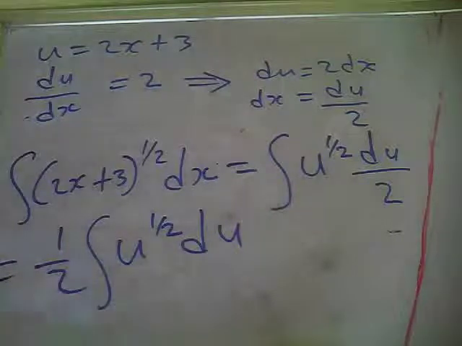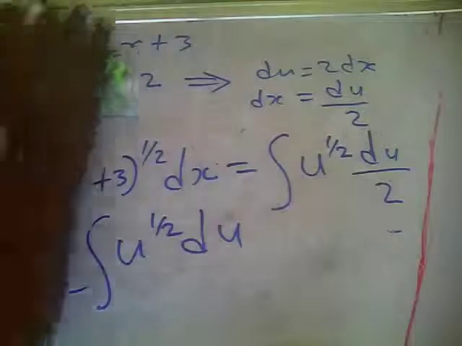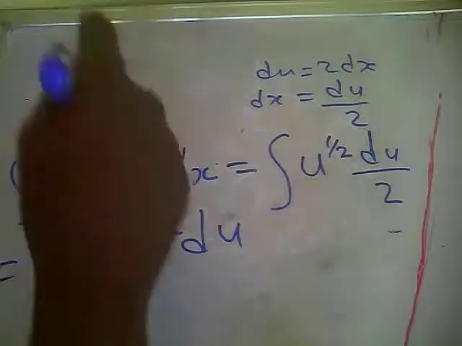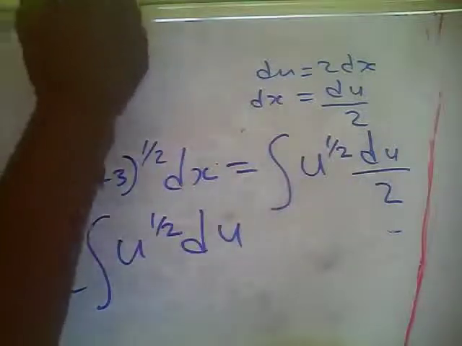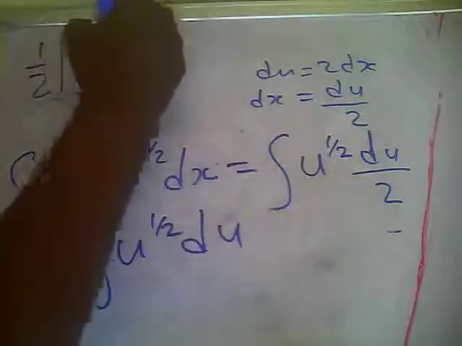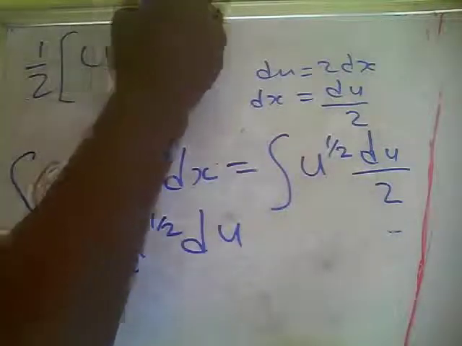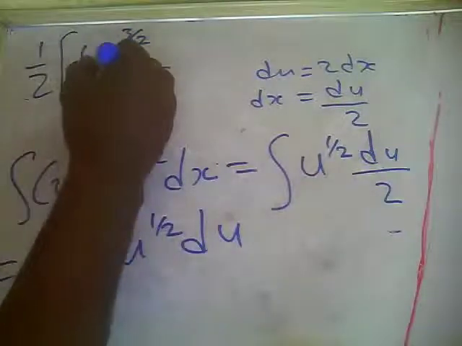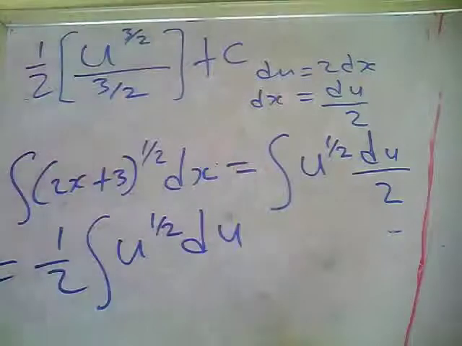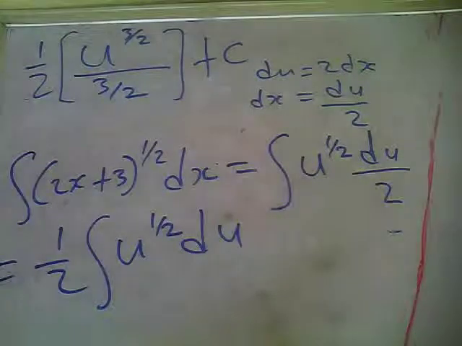Integrating this one now will become u raised to the power half du. We add 1 to the power, remember the rule, that is u raised to the power, we add 1 to this, that's u raised to the power 3 over 2 now. When you add 1 to half, then you divide by what? 3 over 2. Okay, then plus c. So that is what we get when we make u replace 2x plus 3.